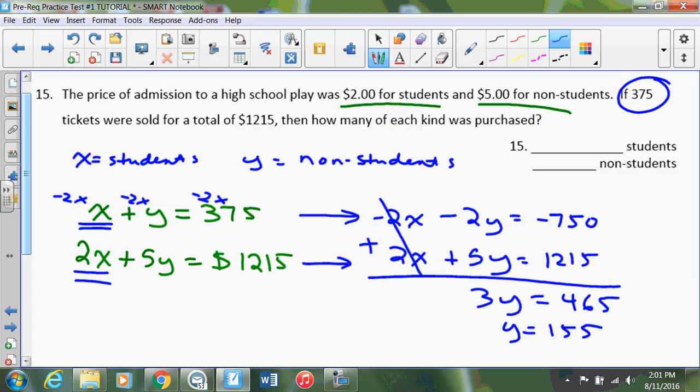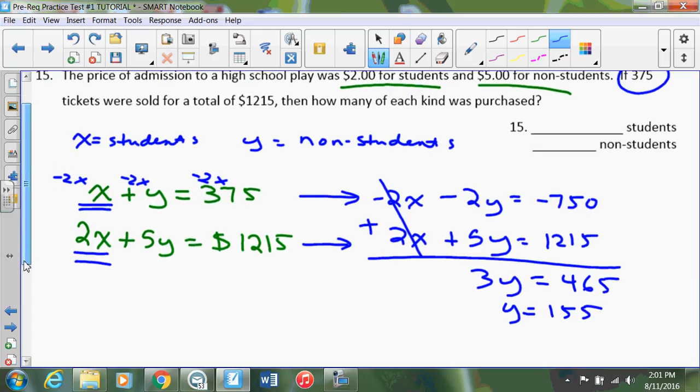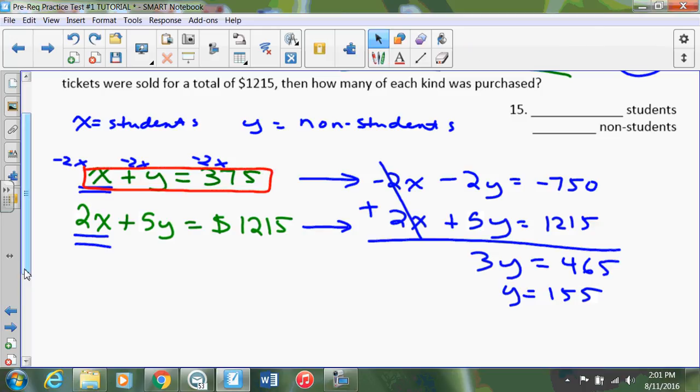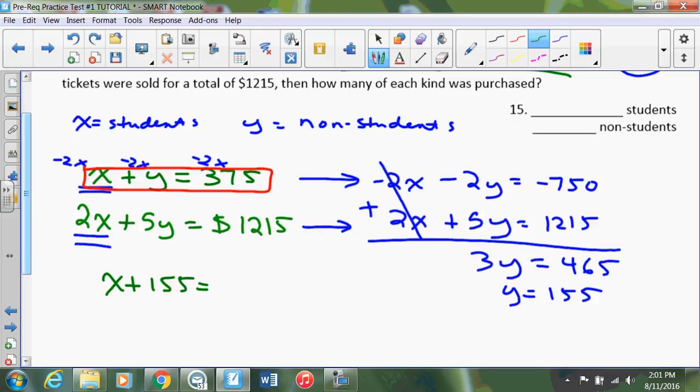What does y stand for anyways? The non-students. So now I'm going to go back to my easier equation, the x plus y equals 375. And I'm going to say, well, if y is 155, then I'm going to go ahead and do the math, subtract the 155, and I get that the students were 220. So then we would just go ahead and fill in: the students are 220, and the non-students are 155.